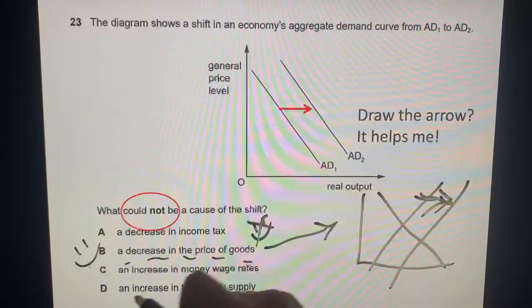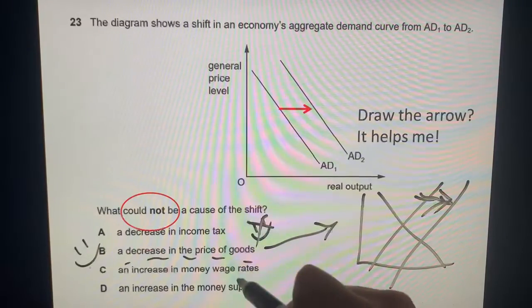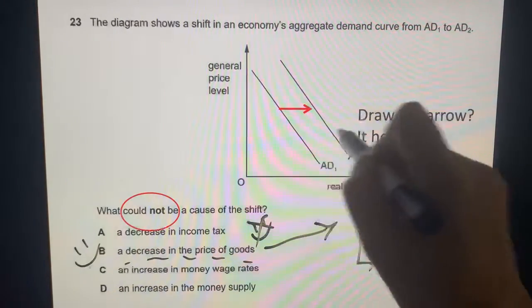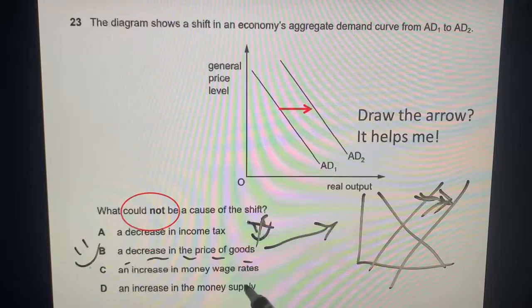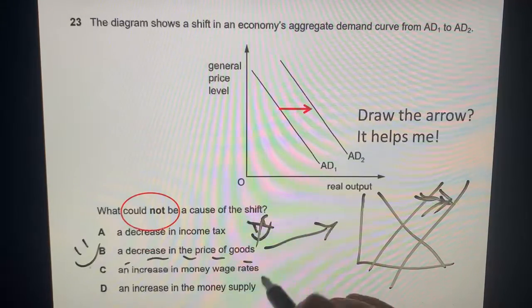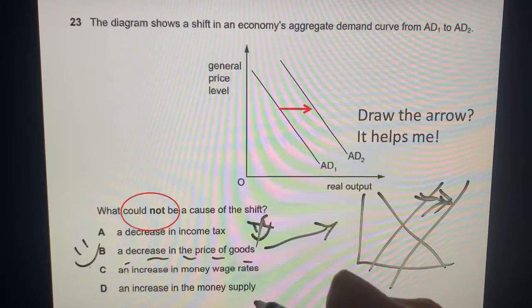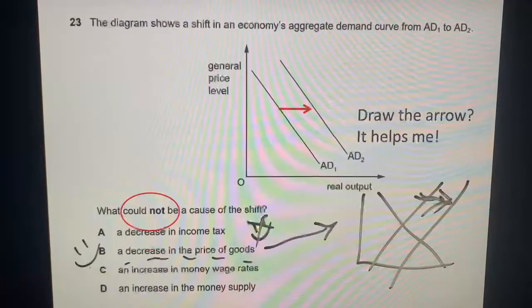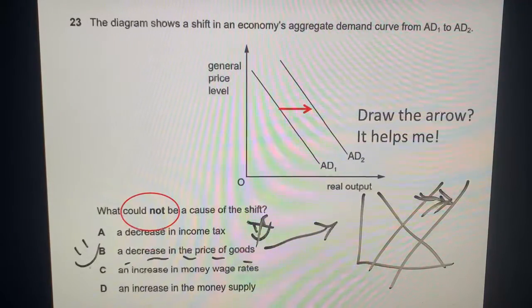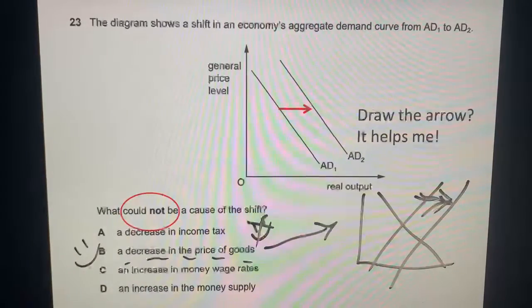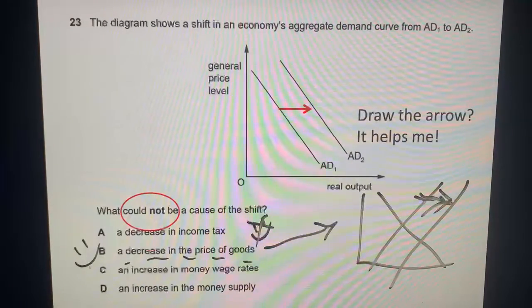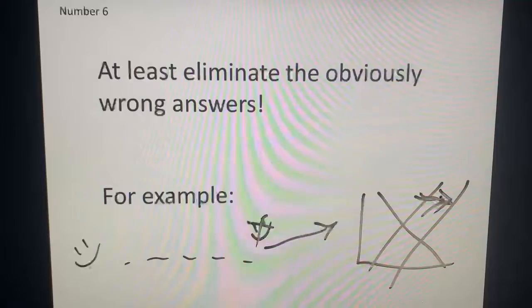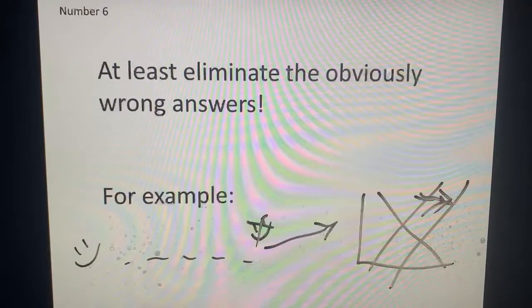And always read all the answers. An increase in money wage rates would shift the aggregate demand curve to the right. And an increase in the money supply would also shift the aggregate demand curve to the right. So B is the answer because it could not be a cause of this shift. Be careful with those opposite questions.